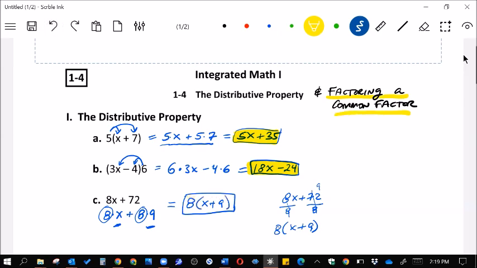Oops, I need to make it so this doesn't disappear. Okay. Sometimes when I go over with the marker, it does that. I slow it down. Okay.